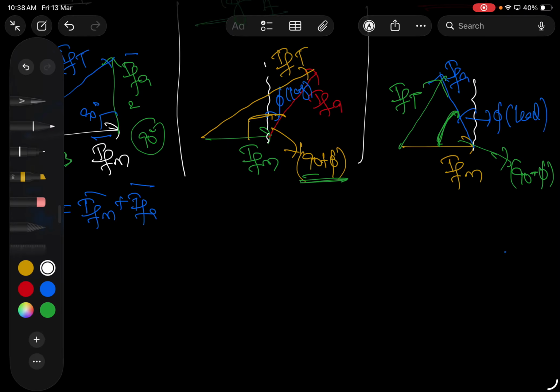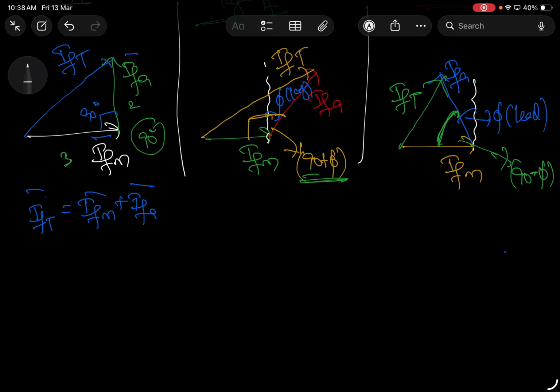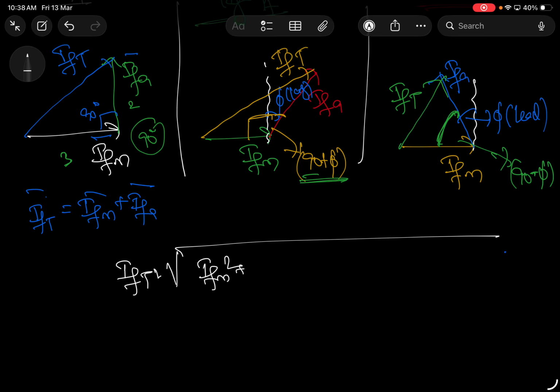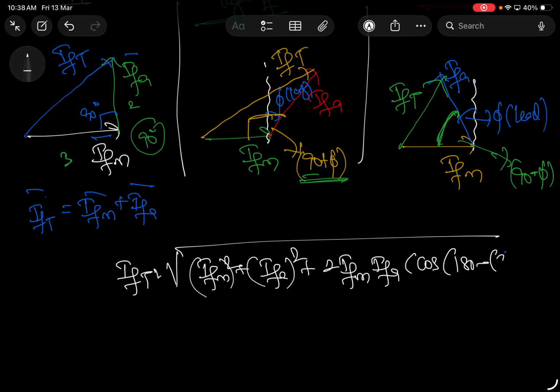The generalized, simplified formula is IFT equal to IFM square plus IFA square plus 2 into IFM into IFA into cos of (180 minus (90 plus phi)). This is the preferred formula, as it avoids negative values. You can simplify the other formulas and write minus also, but it's slightly complicated. In other textbooks the formula will be different, so kindly note this formula.